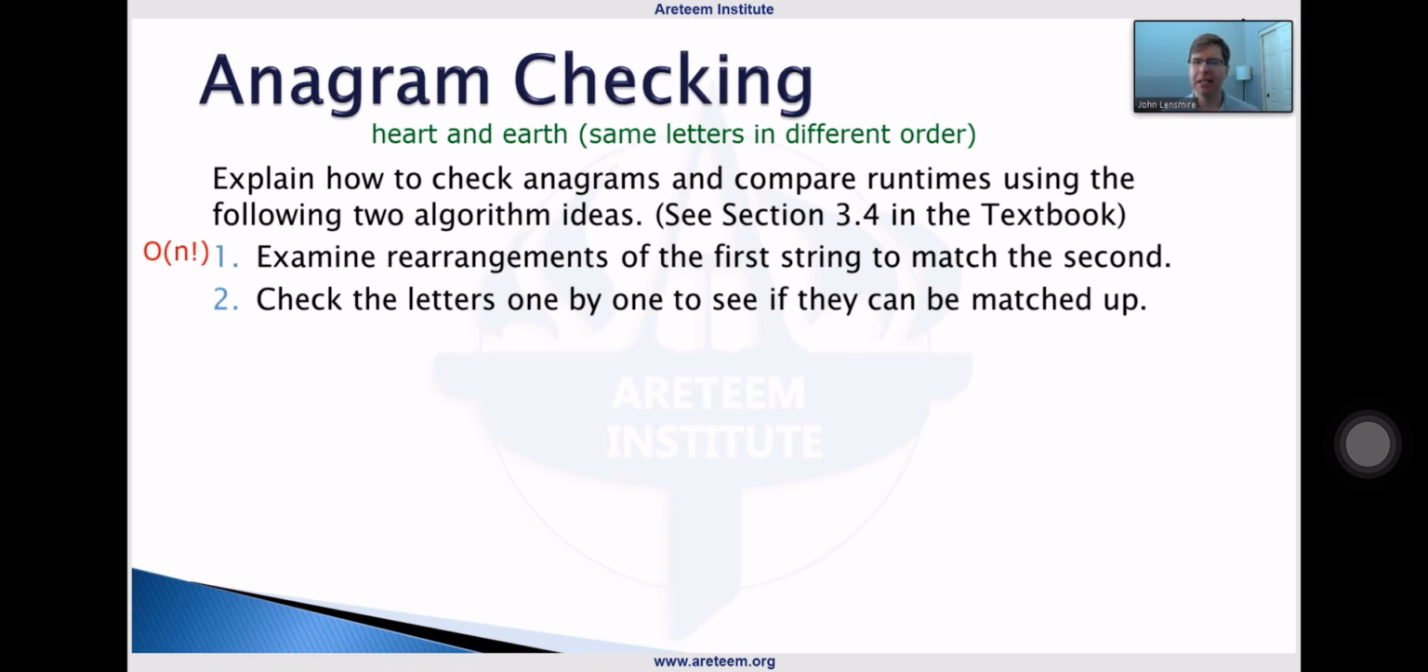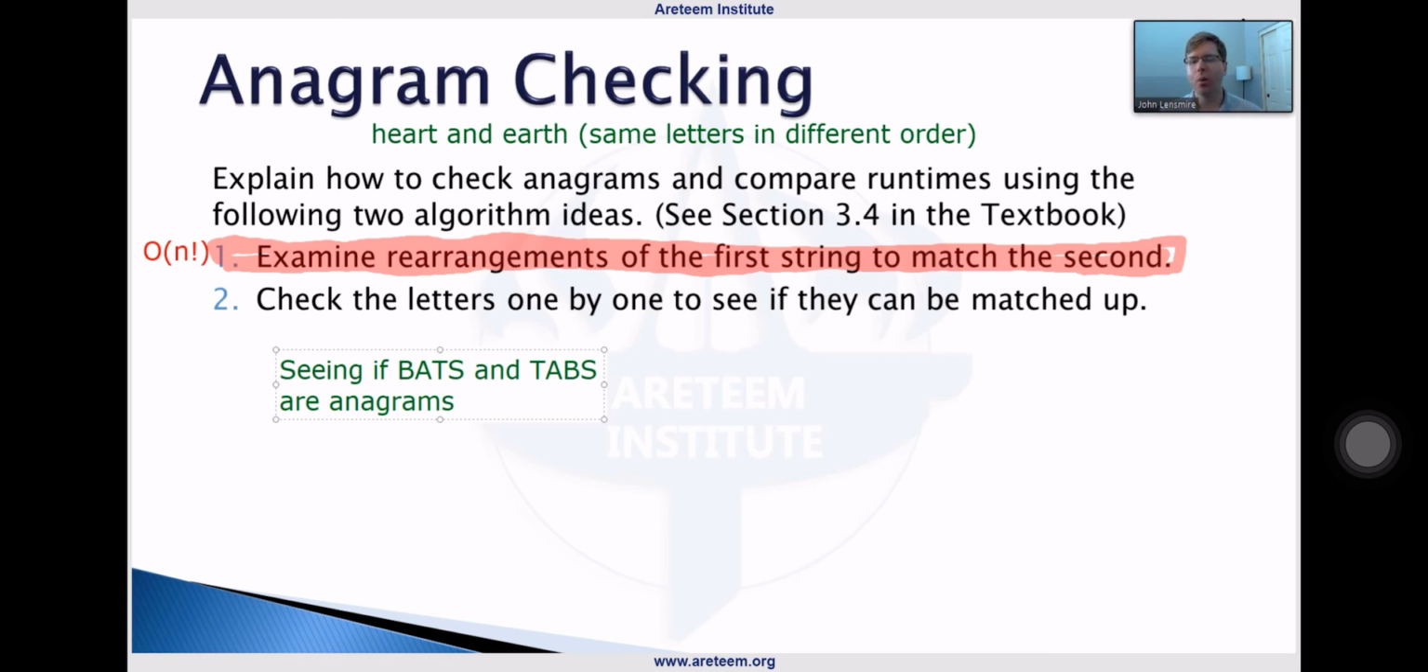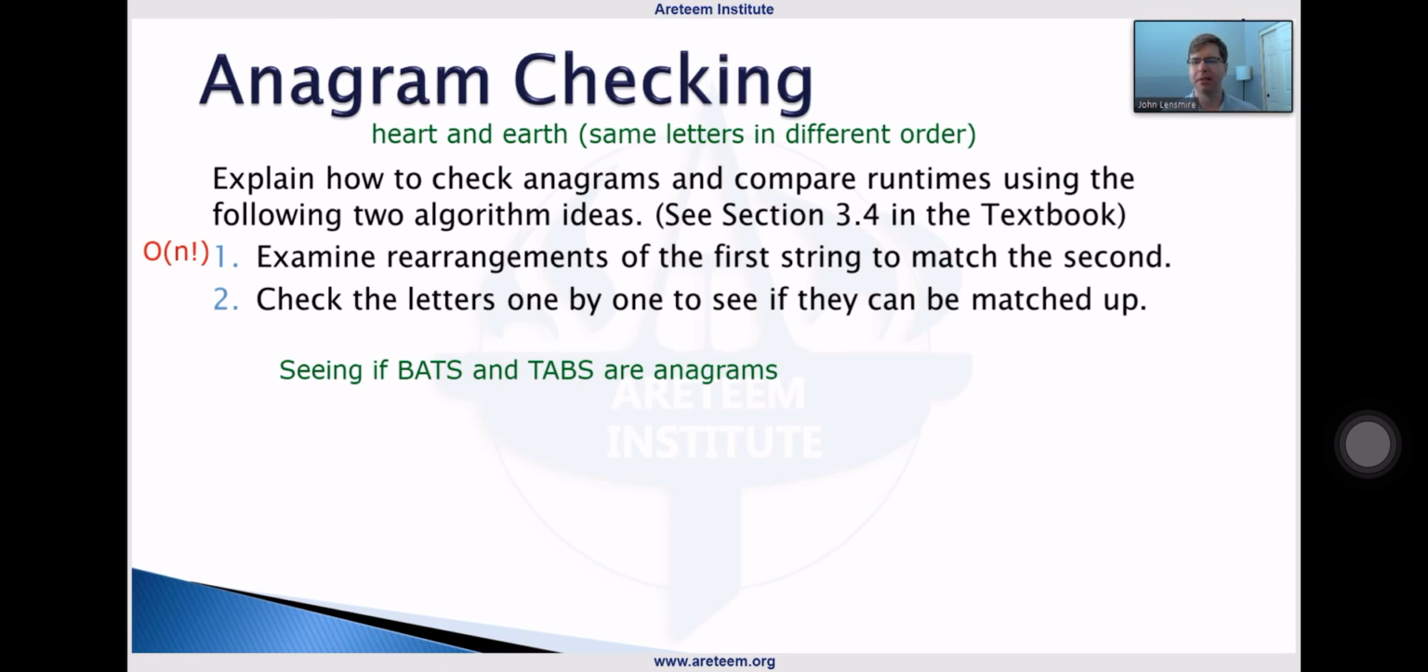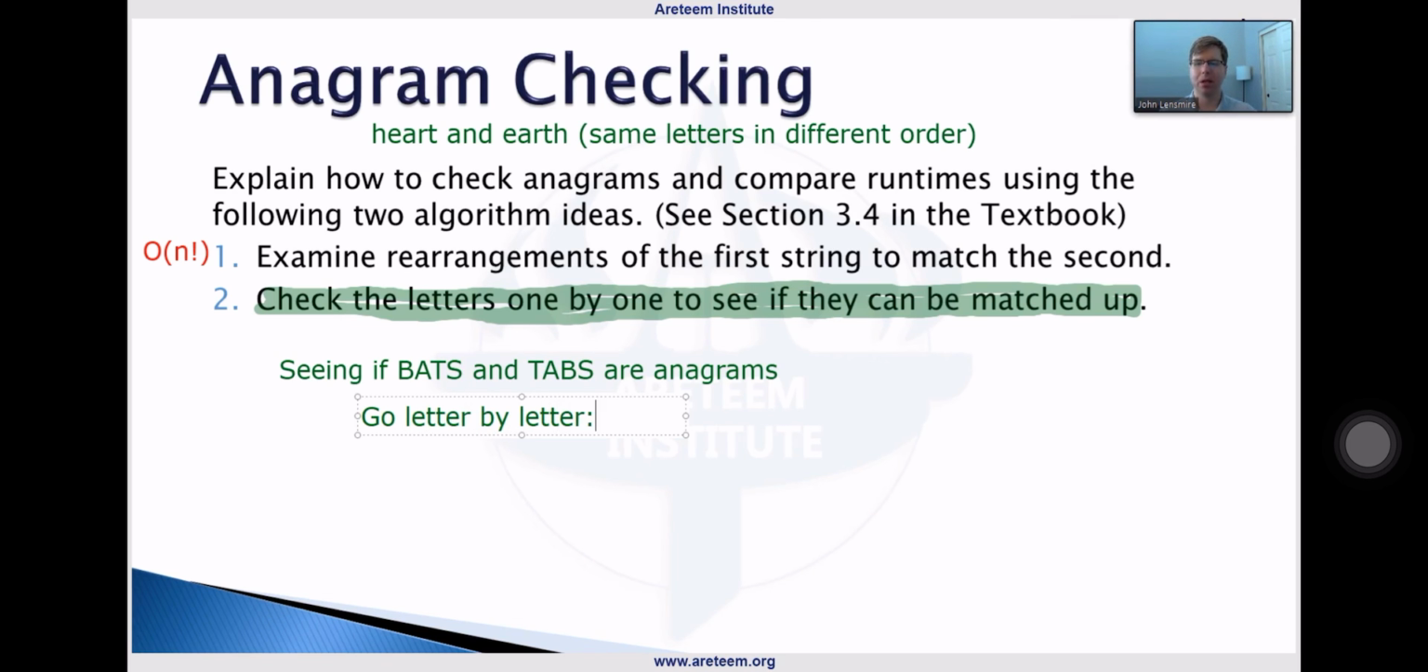So we can do a slightly larger example in this case. Let's do bats. How about we see if bats and tabs are anagrams? Of course, we could always be doing these things in terms of non-examples. Both of the examples I looked at here are actually anagrams, but that's just easier to think about one by one. So what we could do here is go letter by letter. So we have a B.